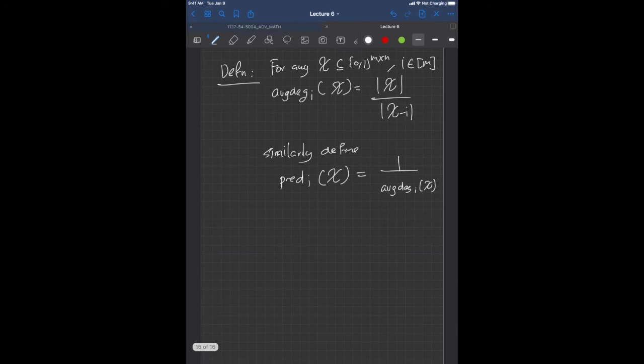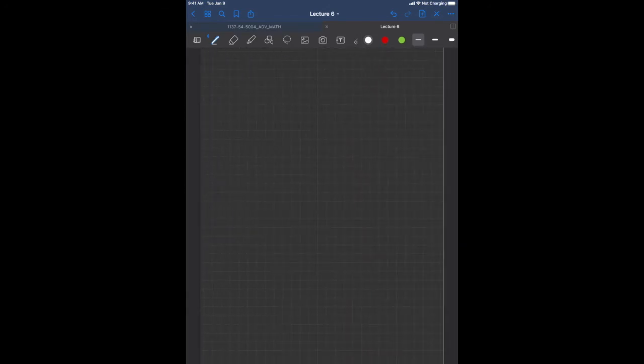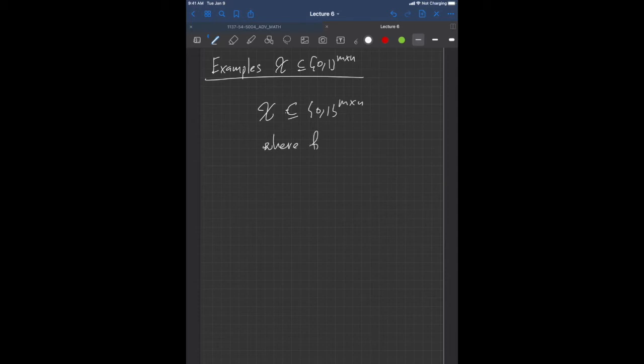So the first example that I want to think about, so we have this set X. So some examples to make sense of this measure. The first set X is the subset of {0,1}^{m×n}, where the first row is all zeros. So these are all the set of matrices where the first row is all zeros.